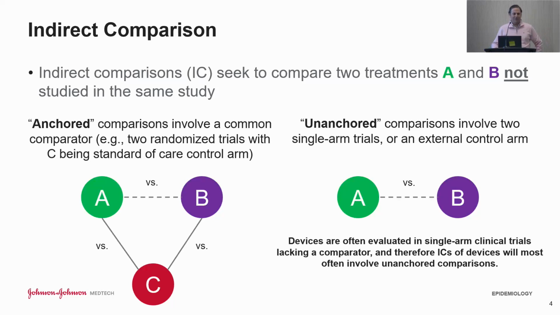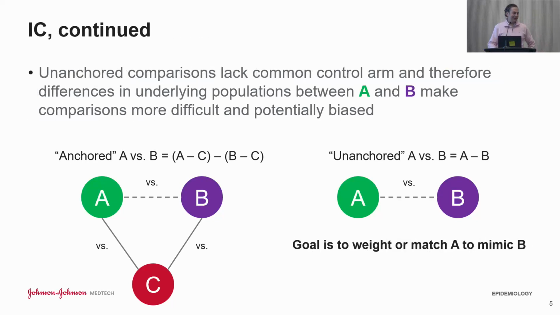And with medical devices, these are often studied in single-arm clinical trials lacking a comparator. So for us, most indirect comparisons of devices will involve an unanchored comparison. The problem with unanchored comparisons is they lack that common control arm, and therefore any differences in the underlying populations between treatments A and B could potentially bias the comparison. So when you're doing an unanchored comparison, the main goal is that you want to weight or match A such that it mimics the group in B.